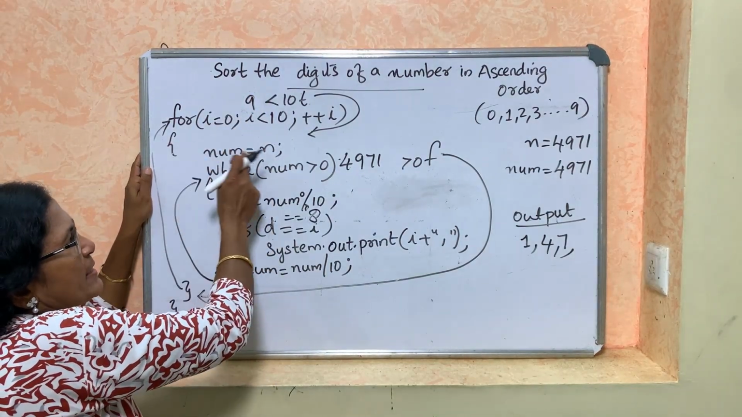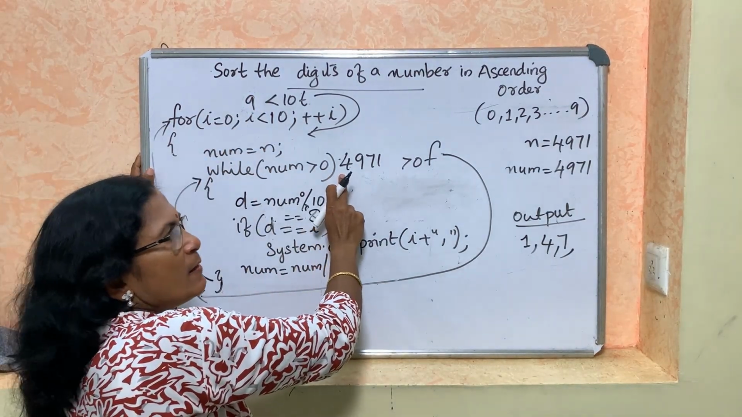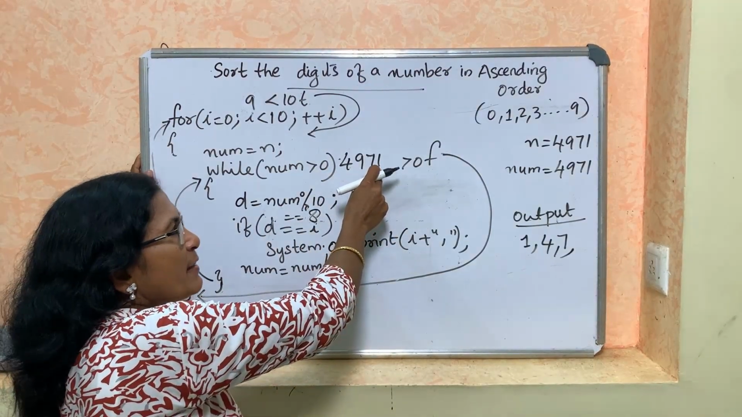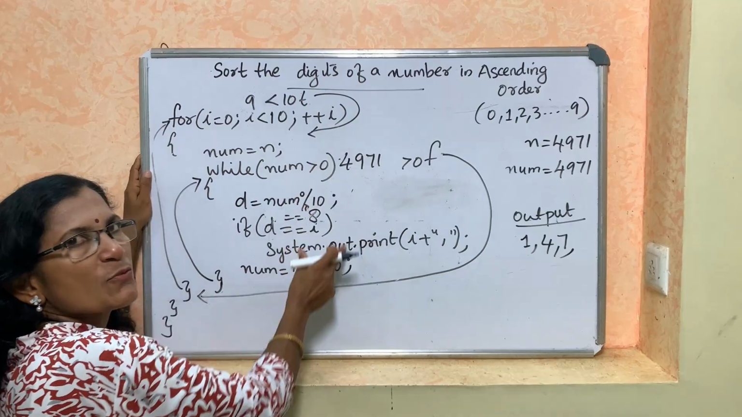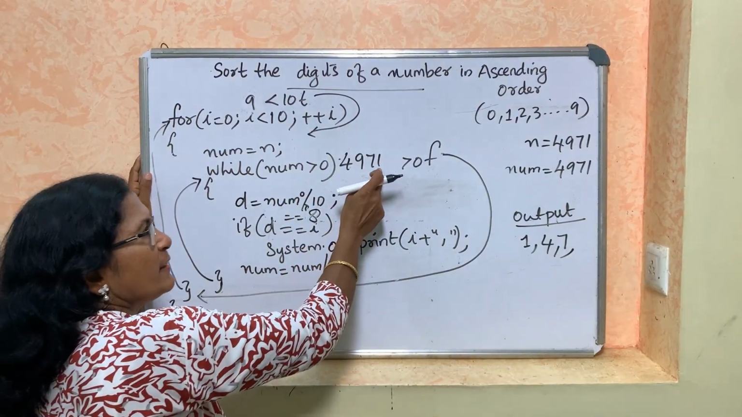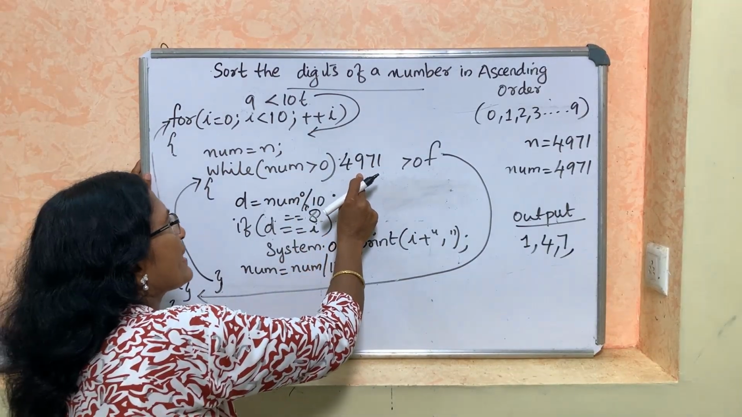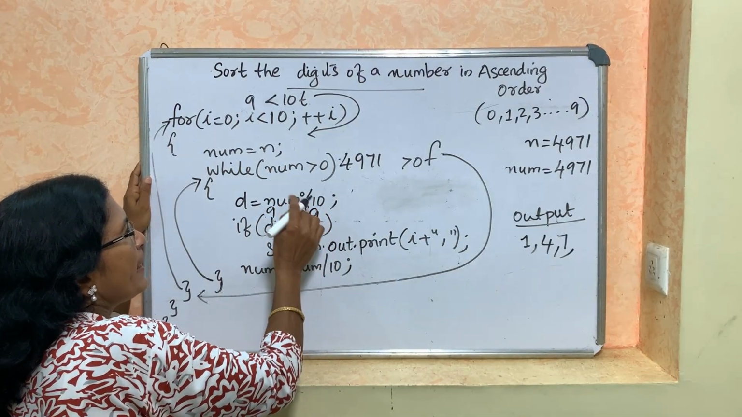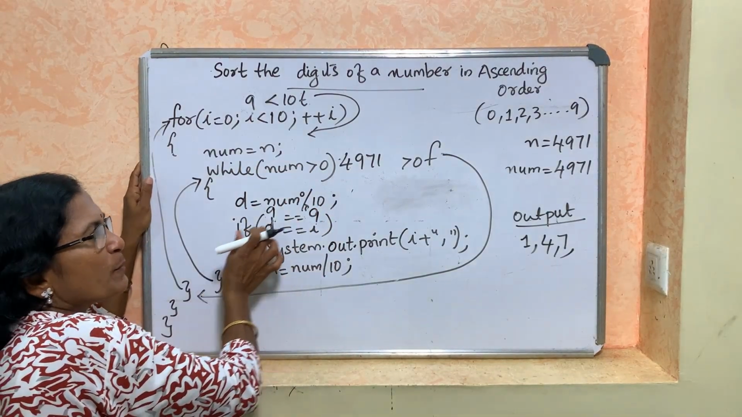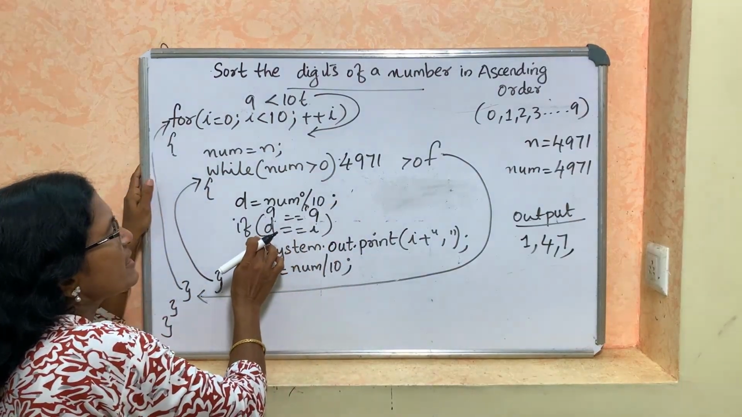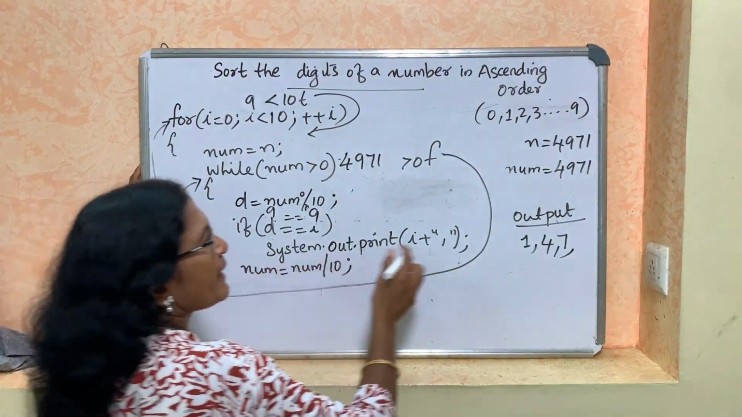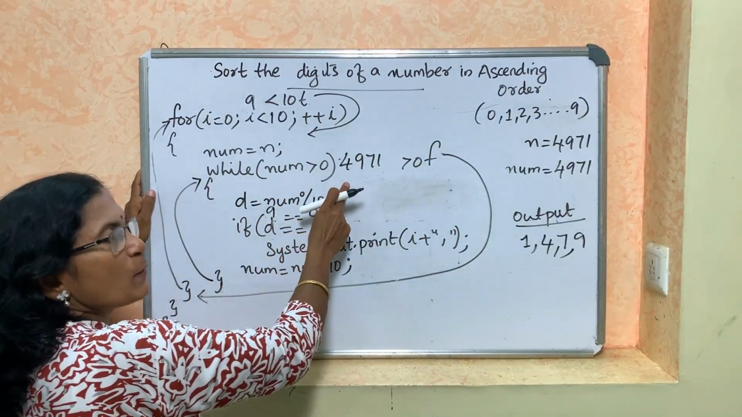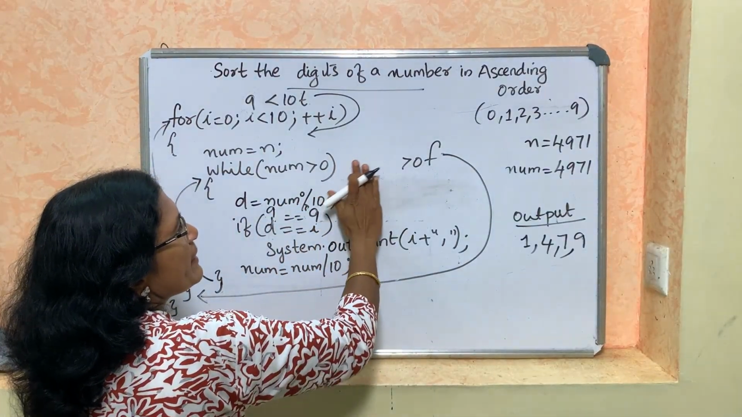So, num is again assigned with the value of n 4971. This time also, while loop goes for 4 iterations. As the third digit from the last is extracted is 9, the current value of I is 9. At the third iteration of the while loop, the digit extracted is 9. Digit is equal to the value of I, 9 gets printed. And while loop goes for one more round of iteration till num becomes 0.